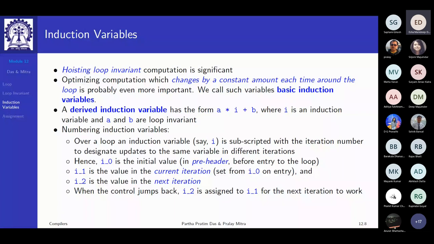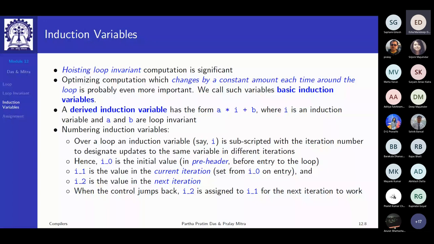So what will happen? If I changes by a constant, then A star I plus B will also change by a constant. So if I changes every time by, say, an amount, a constant C, then A star I plus B will change by A star C. A being loop invariant and C being a constant, it is also a constant change as you go around the loop. Right? So those kind of induction variables are known as derived induction variables.